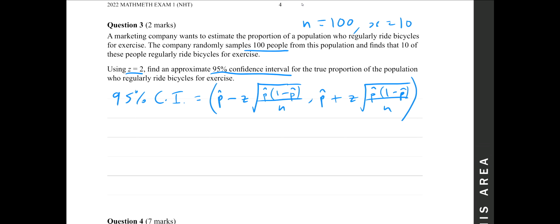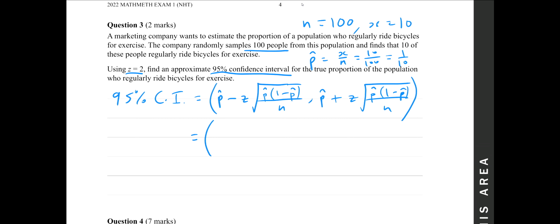So we know the p hat value. Well, p hat is actually equal to x over n, which is equal to 10 over 100, and that's just equal to 1 over 10, or you can write it as 0.1 as well. So now let's look at what all we have and what we need to calculate.